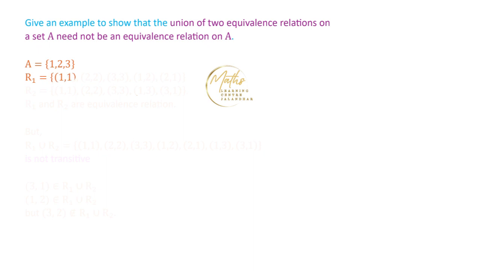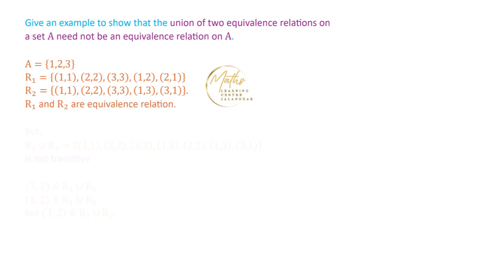It contains (1,1), (2,2), (3,3), (1,2), (2,1). So clearly this relation is an equivalence relation. It is symmetric, transitive, and reflexive. We define another relation R2. It is (1,1), (2,2), (3,3). These elements are there. And then we have the elements (1,3) and (3,1). So we can verify that both these relations, R1 and R2, are equivalence relations.